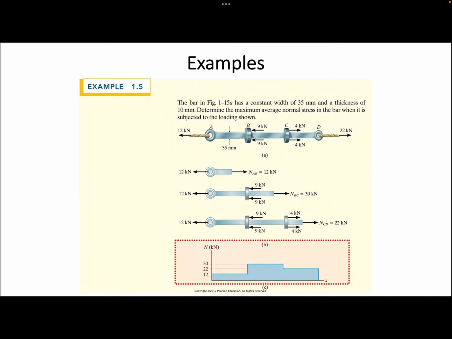With the diagram, we can see that segment BC is subjected to the largest internal normal force. Since the cross-section of the bar is constant, the maximum average normal stress will be in segment BC. So to answer the question, we just need to find the average normal stress in segment BC.